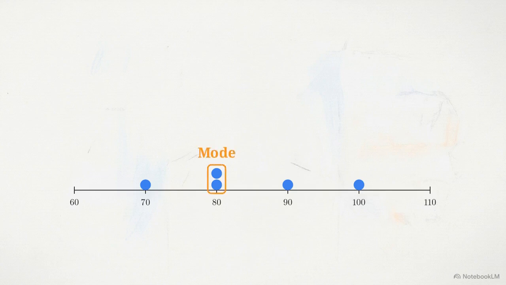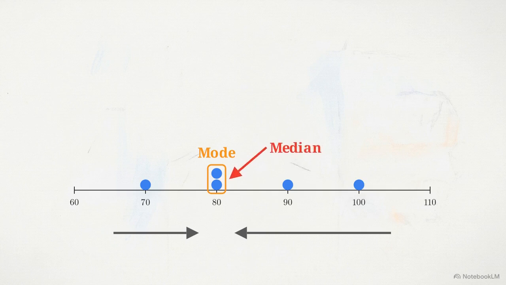Let's start with a simple number line to find our center. Imagine we have a data set of just 5 test scores: 70, two 80s, a 90, and a 100. We immediately spot the most frequent score, the mode. That's 80, since it appears twice. If we line all the scores up in order of magnitude, we can also find the physical middle of the group. That's our median, which also happens to be 80 in this set.